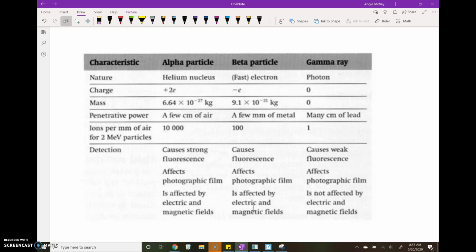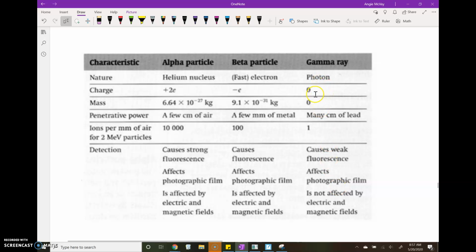It causes strong fluorescence. And so to detect it, you just have to send it through a fluorescent material, and it'll be very fluorescent. It affects photographic film. It can affect electric and magnetic fields, right? Beta particle is an electron, a little less massive, charge of -1 elementary charge, and it can travel a few millimeters in metal, but is less ionizing, right? It also causes fluorescence and affects photographic film, and can affect electric and magnetic fields.